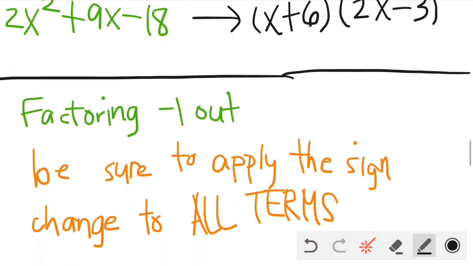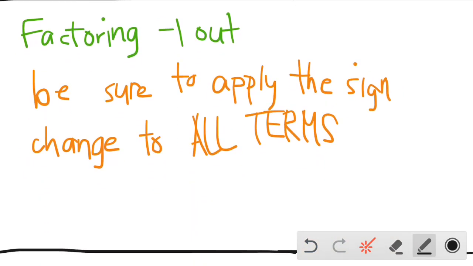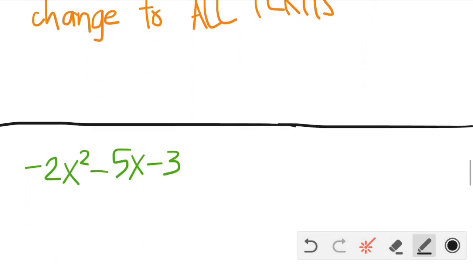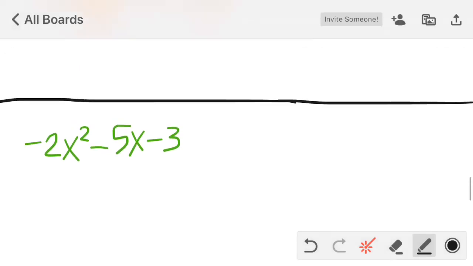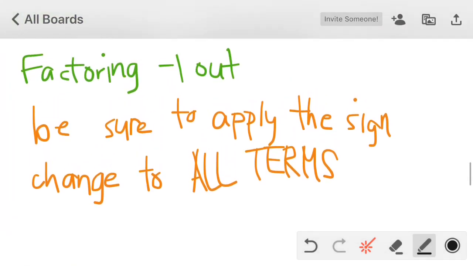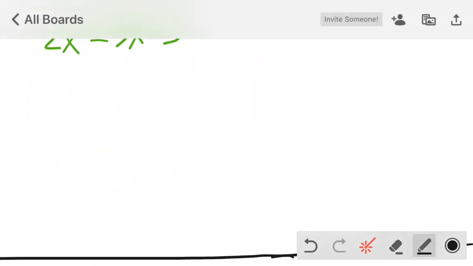Now you're ready to factor out a negative value. Sometimes our polynomials have a negative value that you need to factor out, such as a -1. Be sure to apply the sign change to all of the terms. Let's take a look at an example. For example, the given has a negative leading coefficient. As per recommended in our previous slide, we must factor out -1. Let's go ahead and do that.